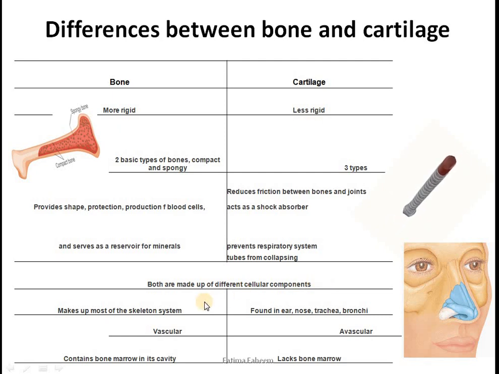Then we will see that bones are what make up the skeleton system, while cartilage is to be found in ear, nose, trachea and bronchi. Bones are vascular while cartilages are avascular. It means that the blood supply or blood vessel is there in the bone while cartilage lacks that. Bone also contains bone marrow which is lacked by cartilages.